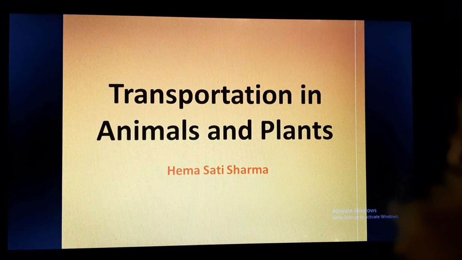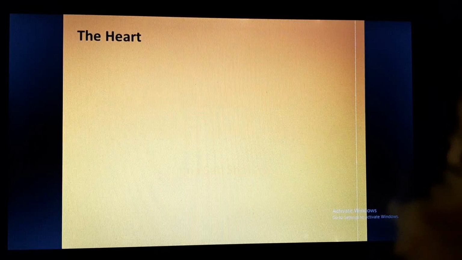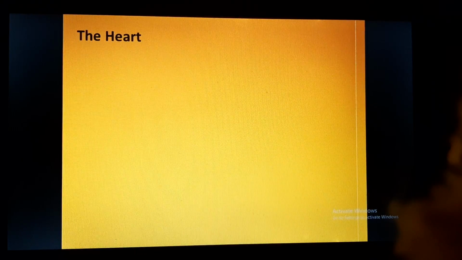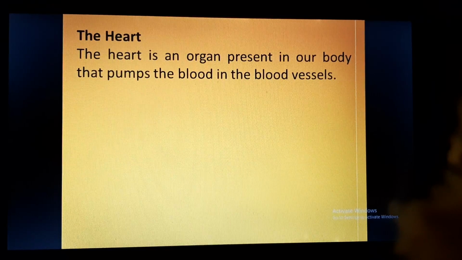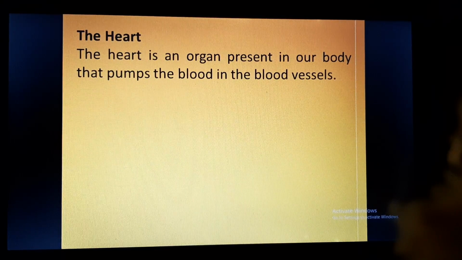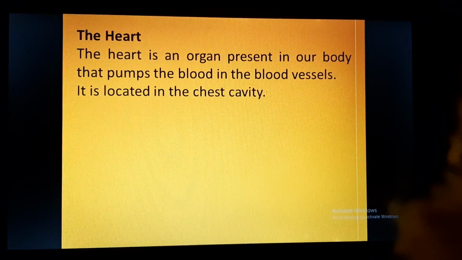Out of these components, we have discussed blood group systems, and we have also discussed blood vessels, which are arteries, veins, and capillaries. In today's lecture, we are going to discuss the third component of the circulatory system, which is heart. So, heart is a muscular organ which is present in our body, and heart pumps the blood in the blood vessels. What are the blood vessels? Arteries, veins, and capillaries.